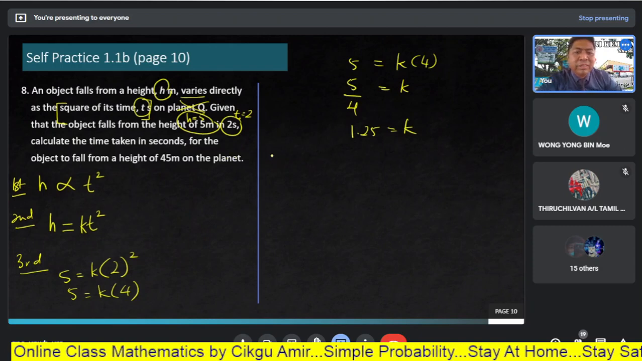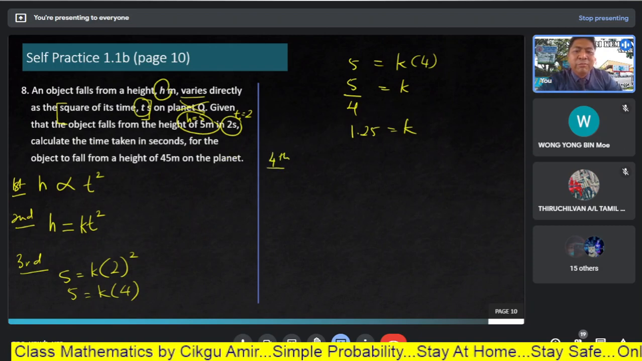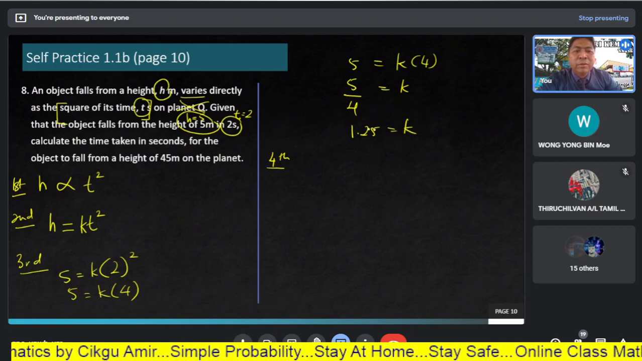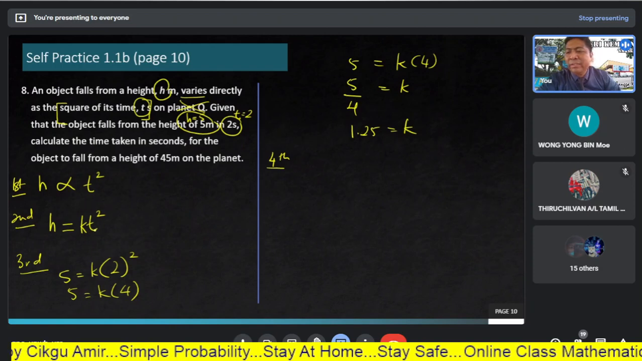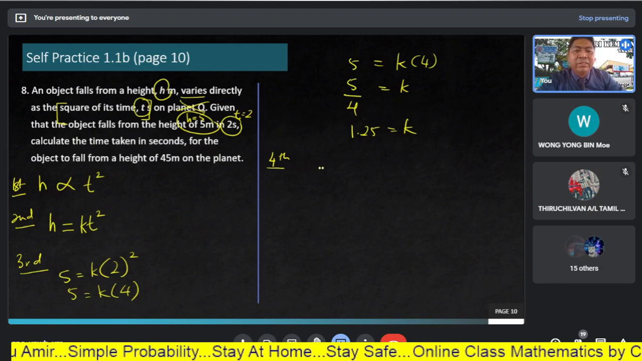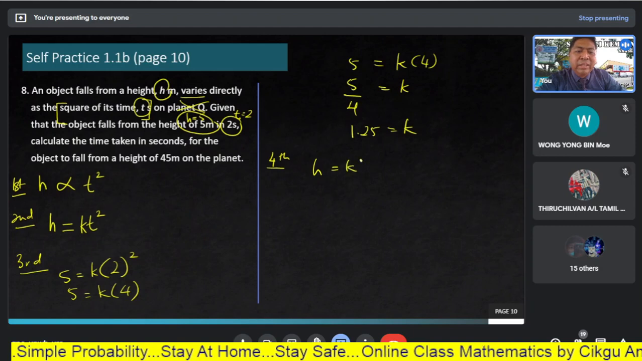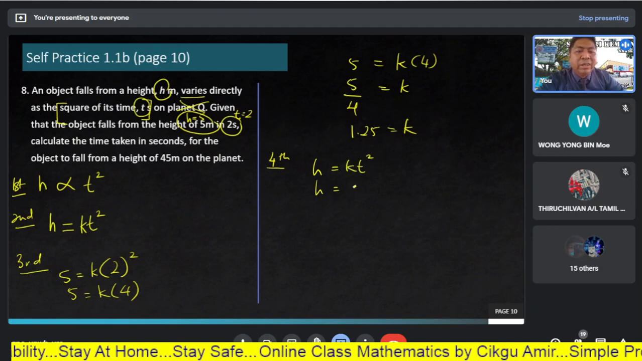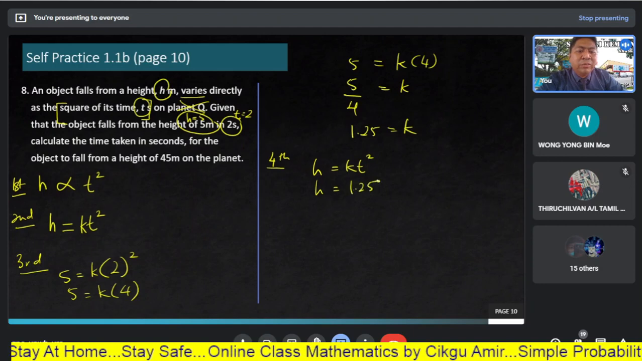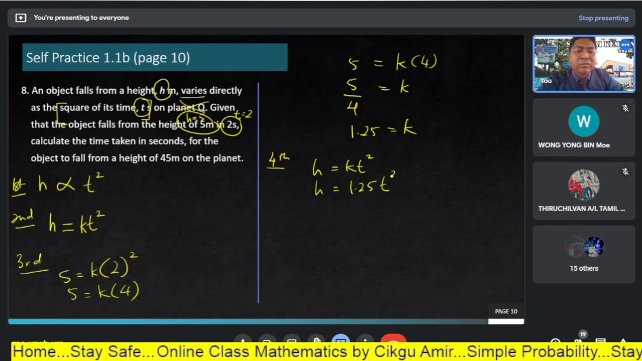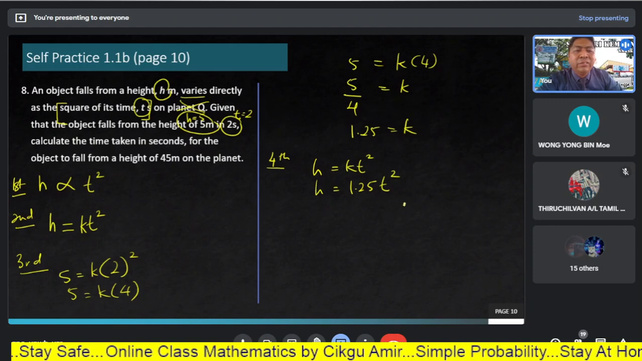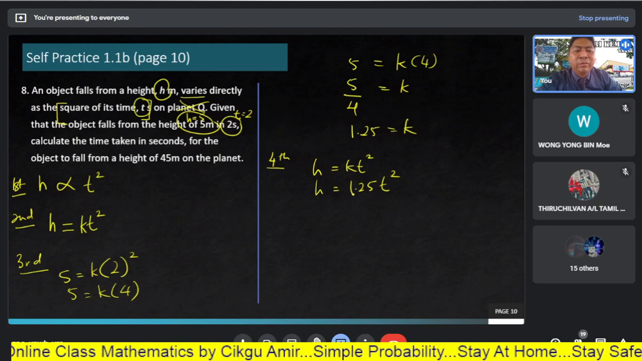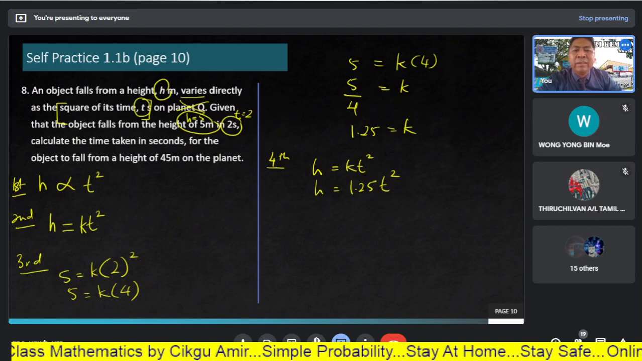Fourth step. Take the value of k, 1.25, and put it back in the second step. H equals k T square. So k now is 1.25, so H equals 1.25 T square. This is the answer for the fourth step.